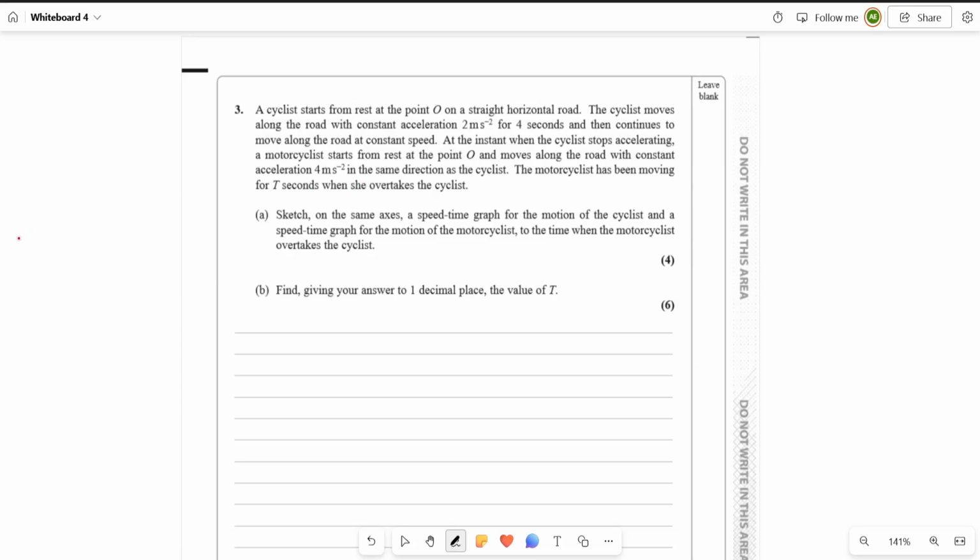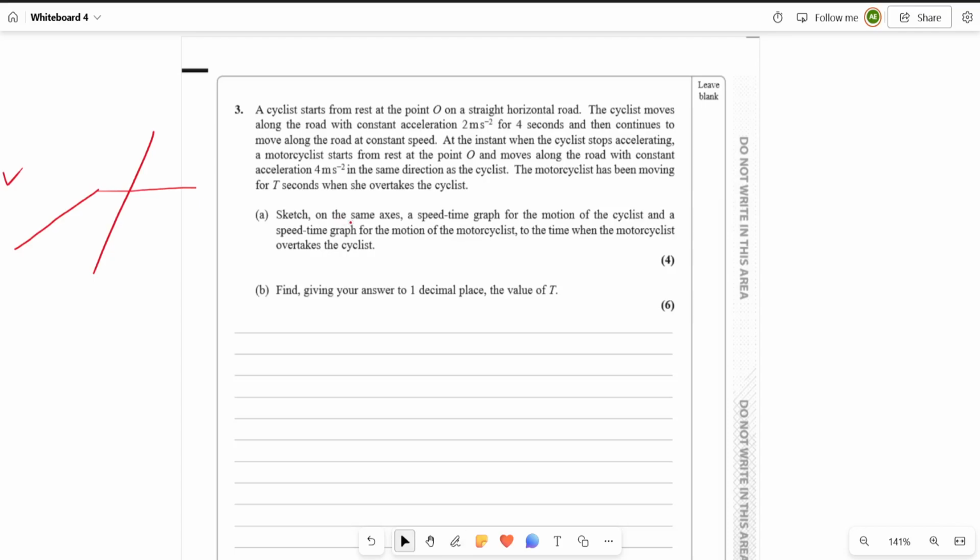So now, the first cyclist was accelerating and then he started moving with a constant velocity. The second cyclist was accelerating with a greater acceleration, so a steeper curve, and we're going to talk about this. And he is going in the same direction, and probably what you expect is, since the motorcycle is never going to stop accelerating, it's going to keep increasing in speed, and at some point it's going to overtake the cyclist, right? So the motorcyclist has been moving for t seconds when she overtakes the cyclist.